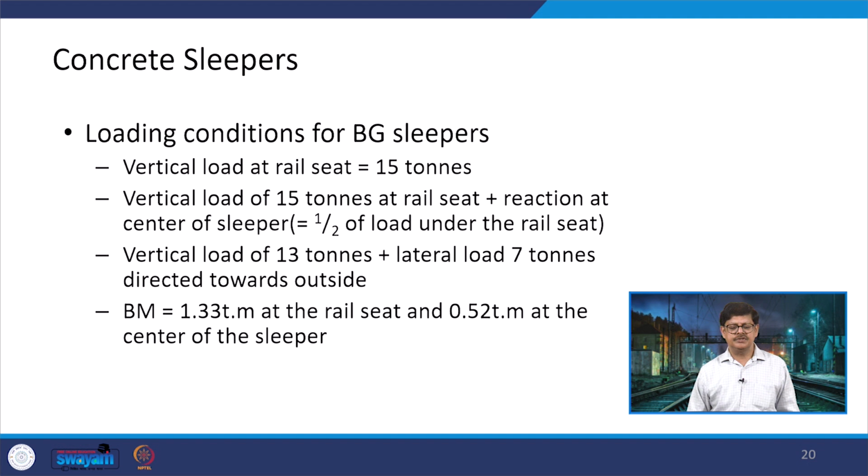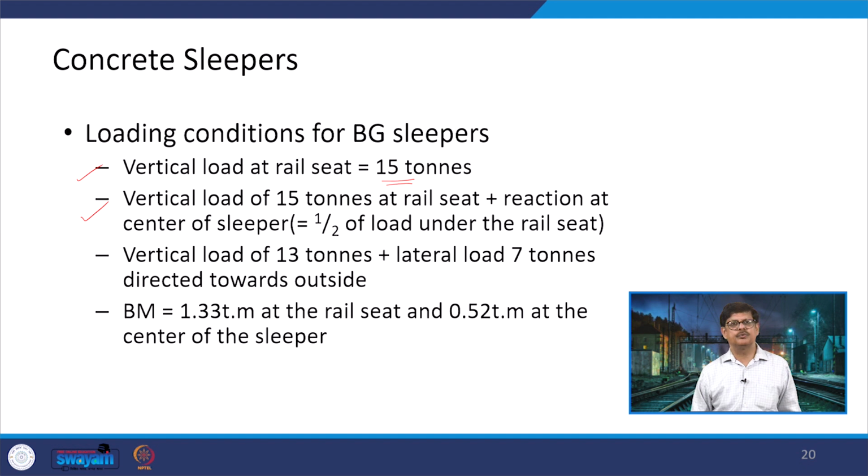So, the loading conditions for the broad gauge sleepers have been enumerated here. What are these? First one is the vertical load at the rail seat, which is being considered as 15 tons. Another one is the vertical load of 15 tons at the rail seat, and the reaction at the center of the sleeper, which is taken as half of the load under the rail seat. So, that is another critical condition which we consider for the design.